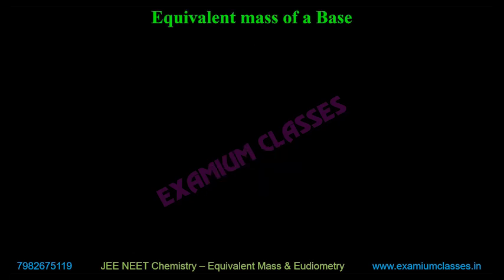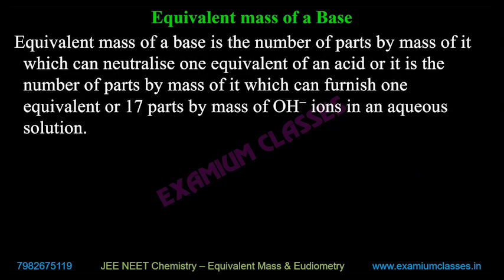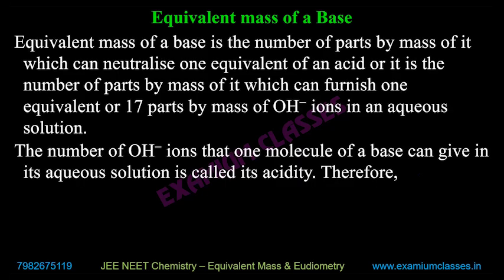Similarly, equivalent mass of a base. Similar to acid, bases will have acidity depending on how many OH ions they give. We will calculate the equivalent mass of a base. Now, a slightly important point here. If I am talking about OH minus, for one OH minus I will have to consider 17 parts. Why 17 parts? Because it is actually 16 plus 1: oxygen 16, hydrogen 1.